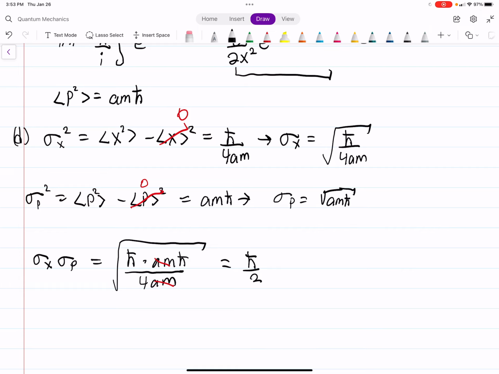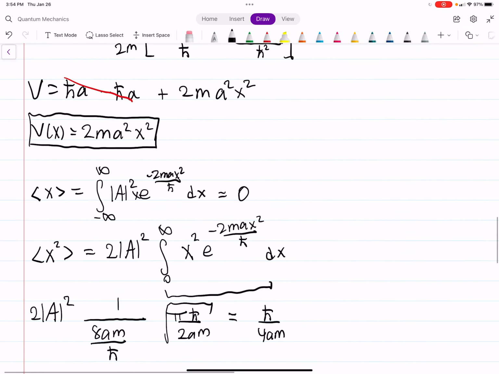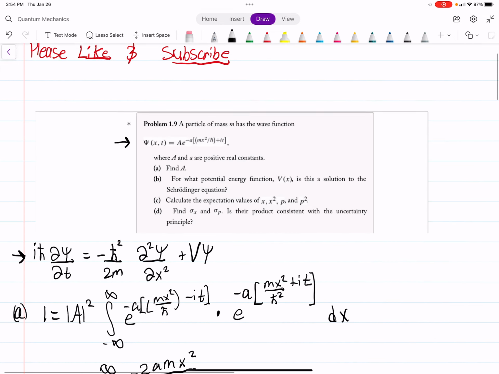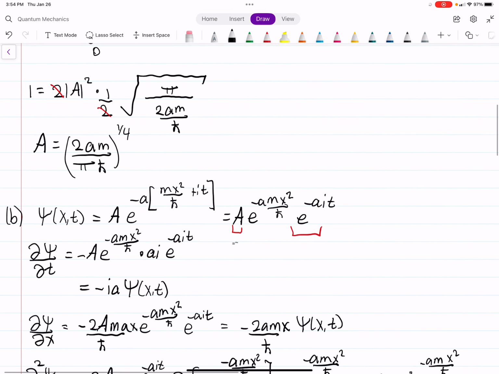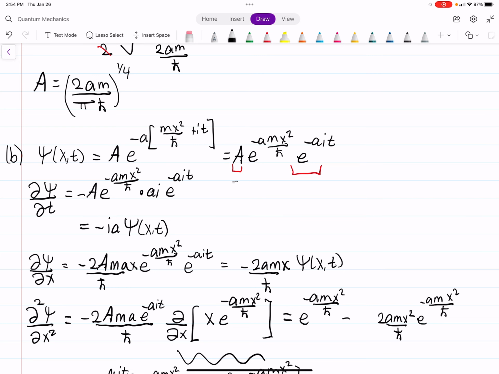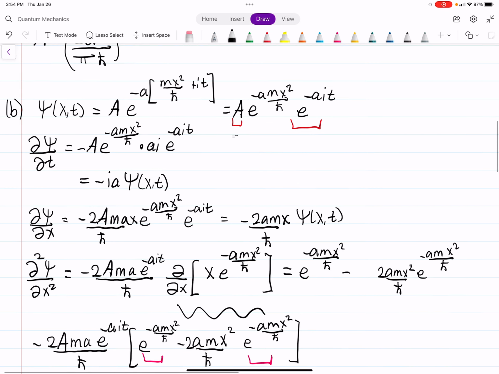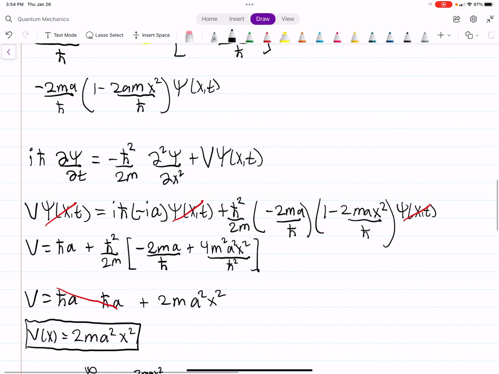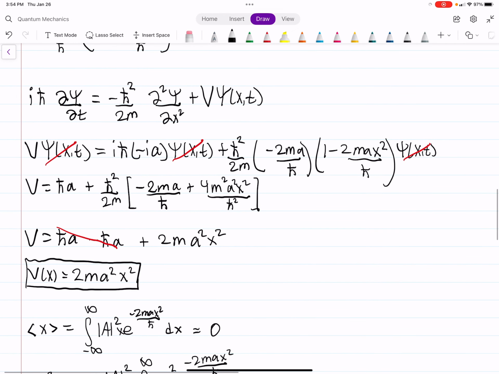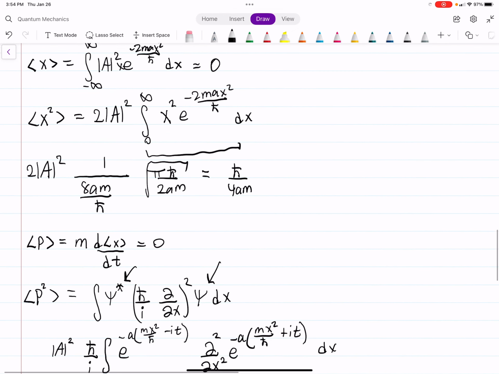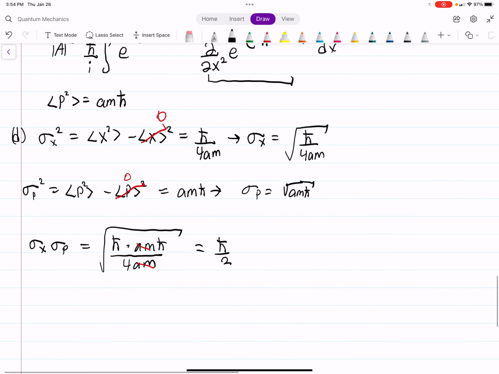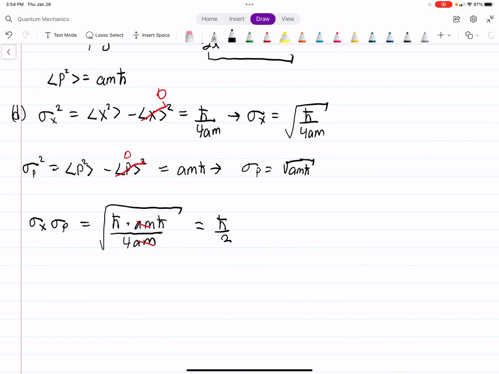Okay. So hopefully that makes sense. This was a little bit of a longer video. Part A, just find the normalization constant, nothing crazy. Part B, a little bit longer, a lot of derivatives, but hopefully it made sense. C, also a lot of calculus, and then D is showing that what we found is consistent with the uncertainty principle, which it was.